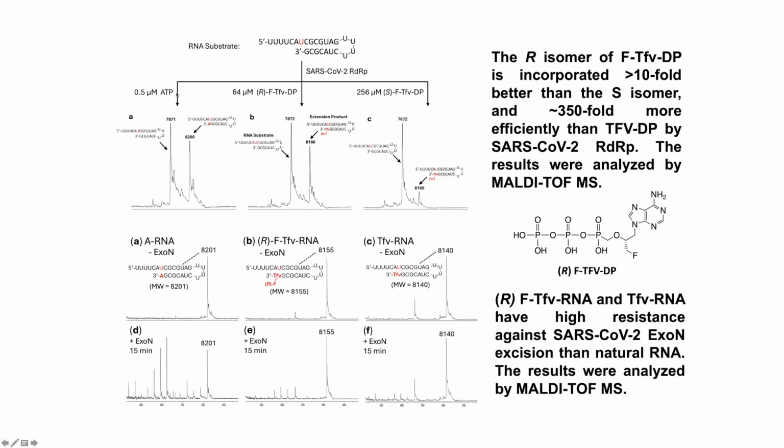So again, this is the result. This is the natural nucleotide. You can see this fluorine-modified tenofovir has pretty high incorporation efficiency by the RDRP. And when this kind of molecule is incorporated into RNA, it also resists exonuclease. The natural RNA is completely degraded by the exonuclease pretty fast, and this molecule has high resistance.